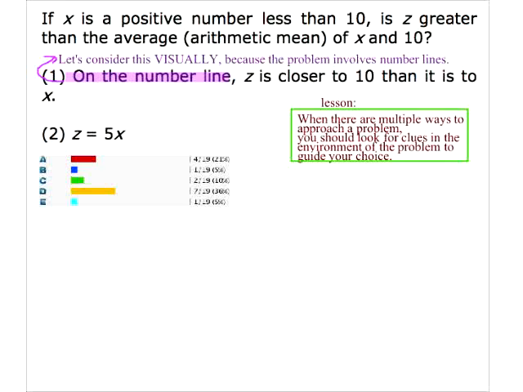So here's what this looks like visually. Here's a number line. Is z greater than the average of x and 10? So we know x is some positive number, so let's go ahead and put 0 on this number line as well. So here's 0, x is some positive, and it's before 10. So these things are definitely in this order. There's no multiple orders.